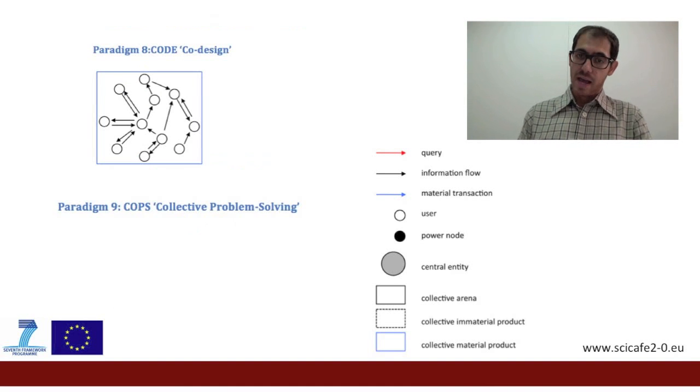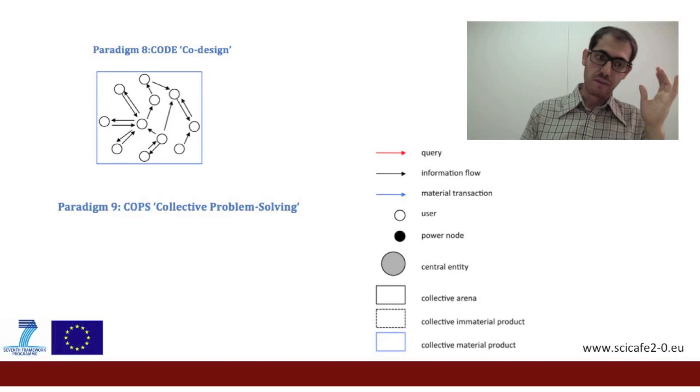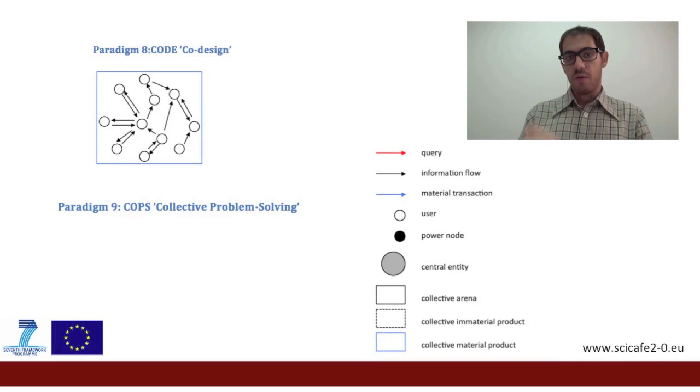And the last paradigm is the paradigm of co-design, which is the paradigm in which people are in contact to design a project. And then we have another paradigm that is the problem solving. In this paradigm, we included all those activities that we usually call citizen science. And that's it. That's all. From all these paradigms, we produced some inputs for the implementation of the SciCafe tool, and of which now we will go on to speak in this webinar.